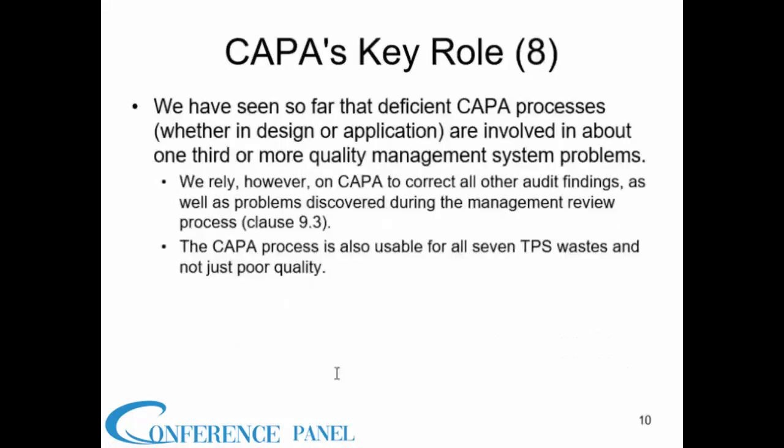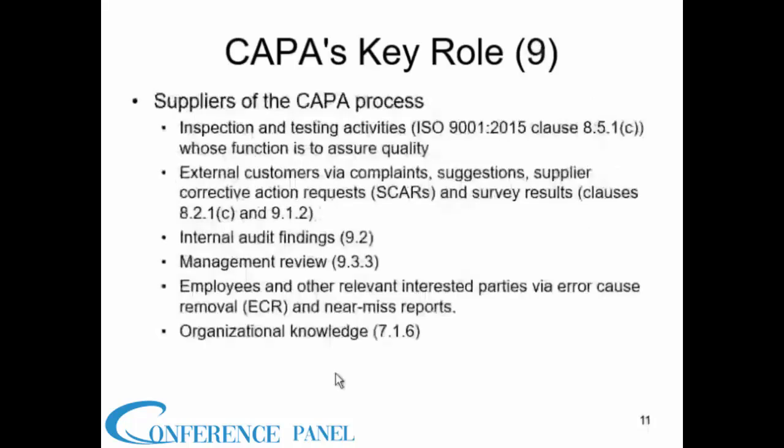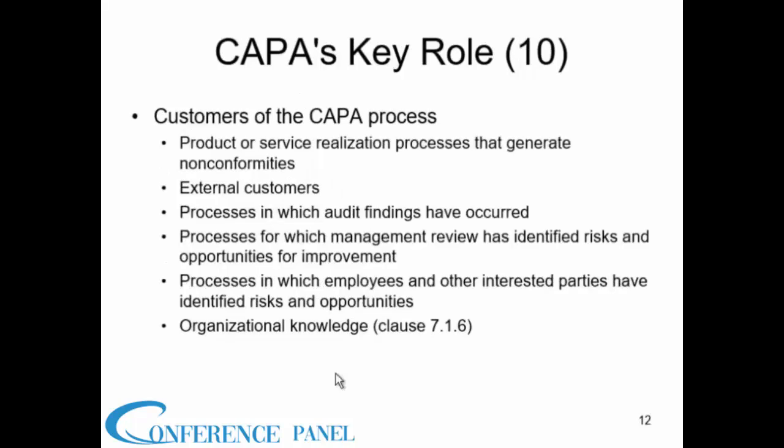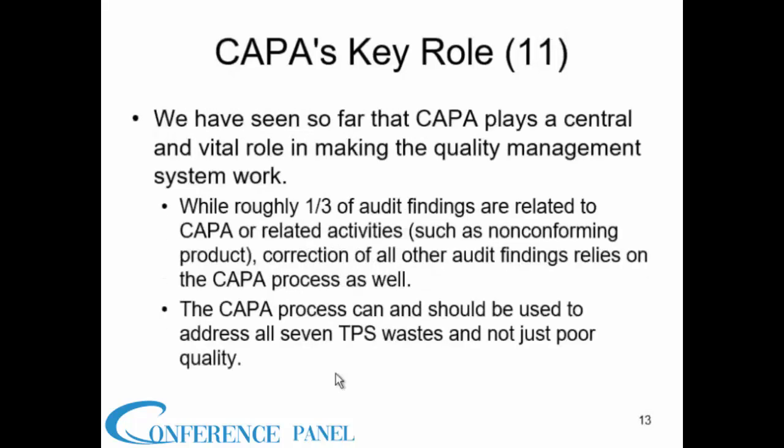Okay, we've seen so far that deficient CAPA processes are involved in about 1/3 or more quality management systems problems. Suppliers of the CAPA process, customers of the CAPA process, product or service realization processes that generate the nonconformities. We've seen so far CAPA plays a central role, a vital role in making the quality system work.